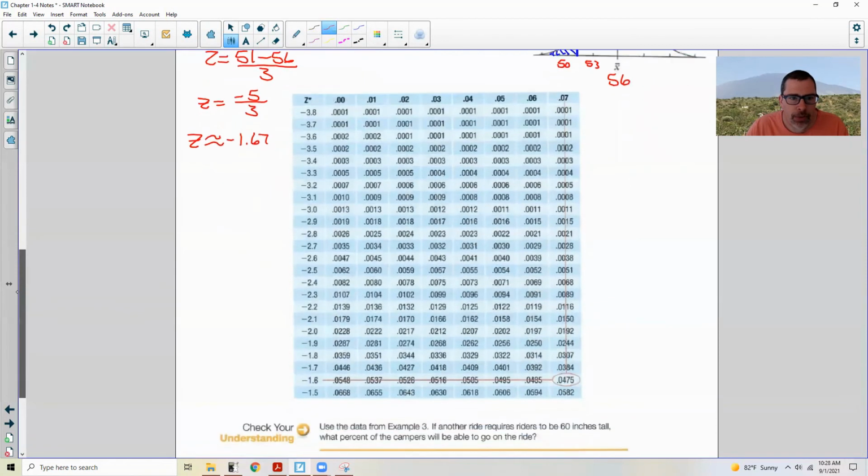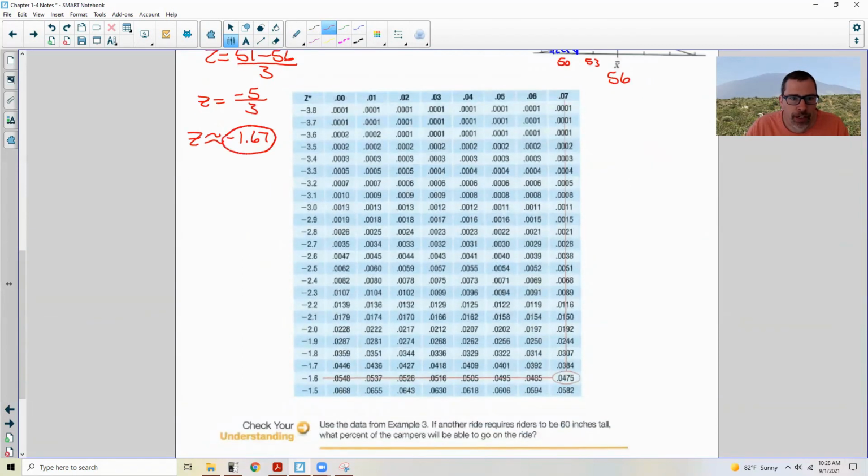So then we come to this table here, and we want to find negative 1.67. Here's negative 1.6, 0 is right here. Negative 1.61, negative 1.62, 3, 4, 5, 6, 7. It would go out 8, 9 in the book, but they didn't copy this for us. So we want to find negative 1.6. The 10th position is in a row. The 100th position is in the column. You find where they meet, and 0.47 or 0.475 is our negative 1.67 z-score.